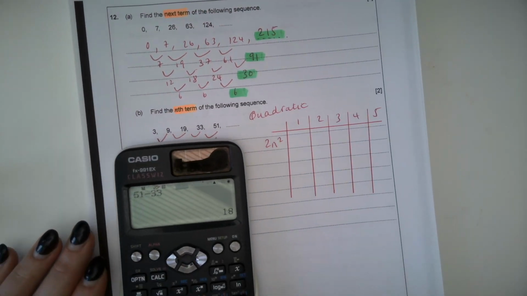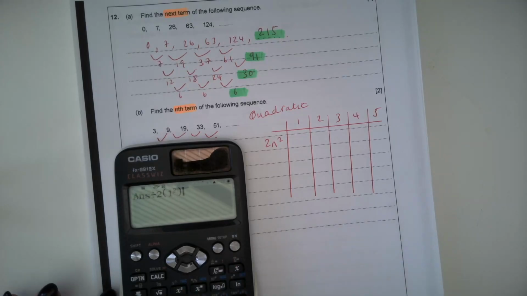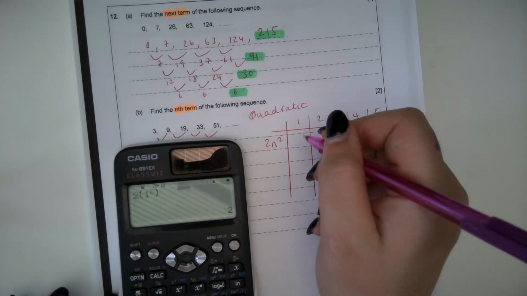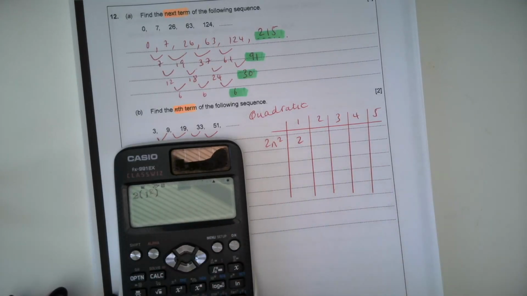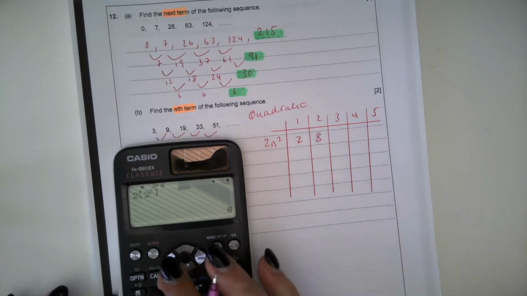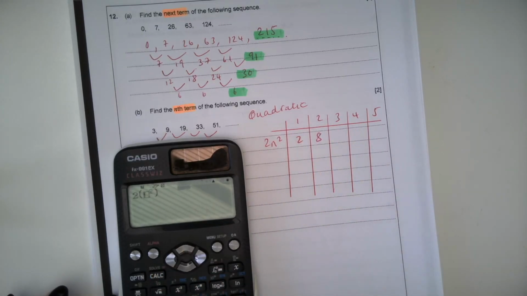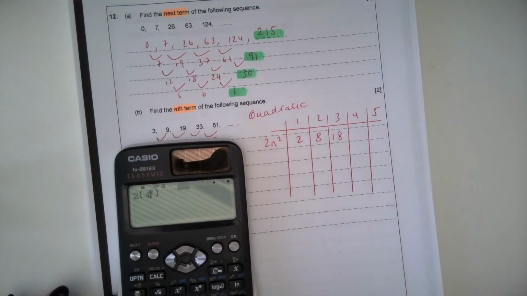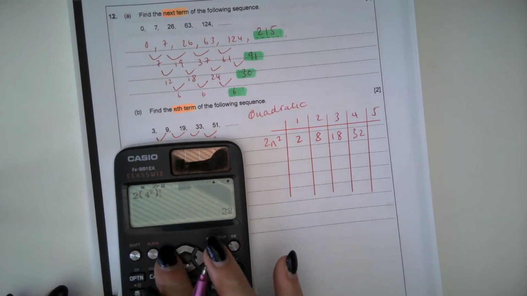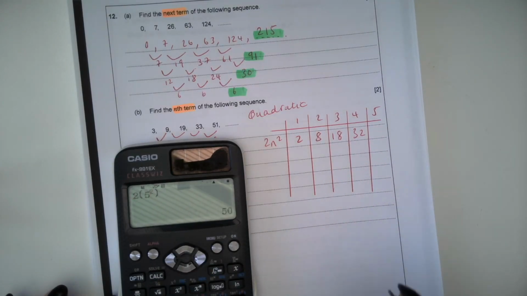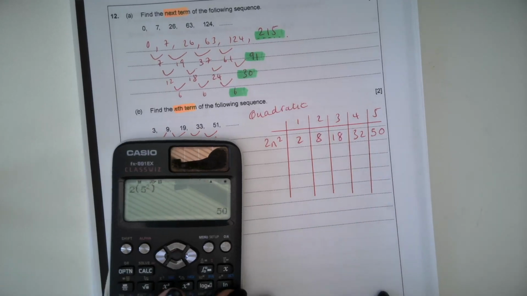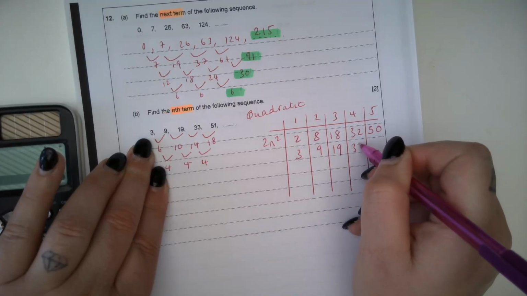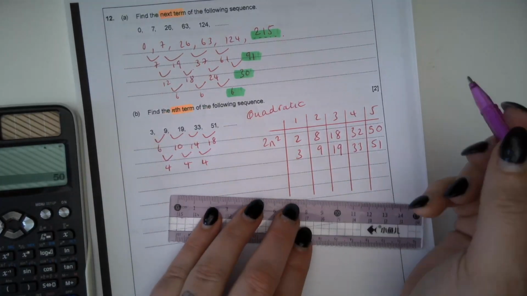So if we're doing 2n squared, it's 2 times 1 squared. So that is 2. And then I'm going to go back and I'm going to do when n is 2. And then I'm going to go back when n is 3. When n is 4. So that's our fourth term. And then when n is 5 for our fifth term. So that's what the sequence 2n squared would look like. So I'm going to pop the sequence that we're aiming for underneath. And we're going to spot what's happening.